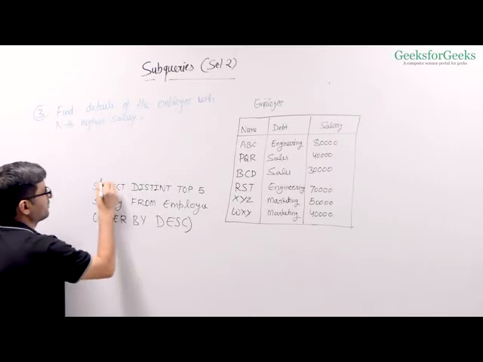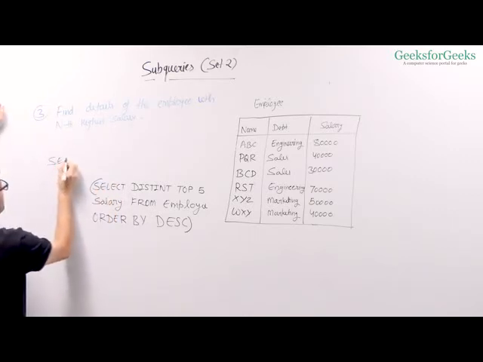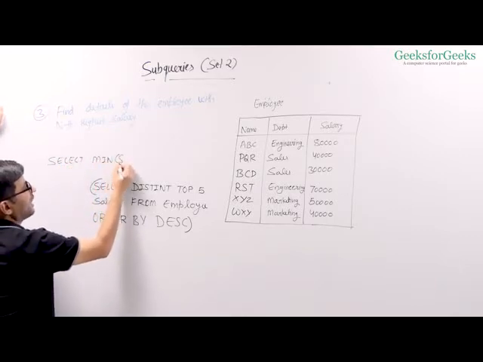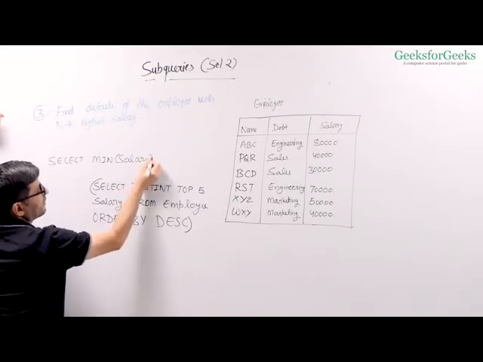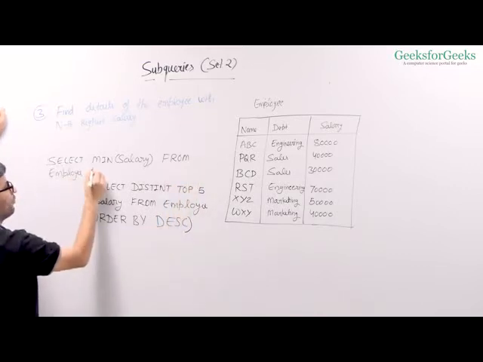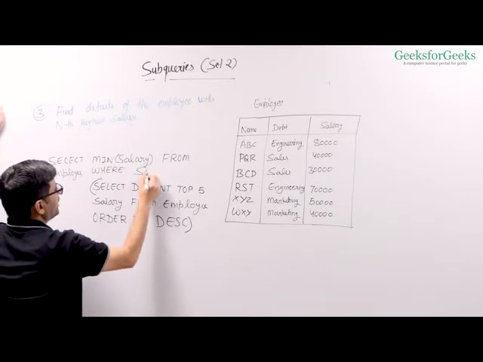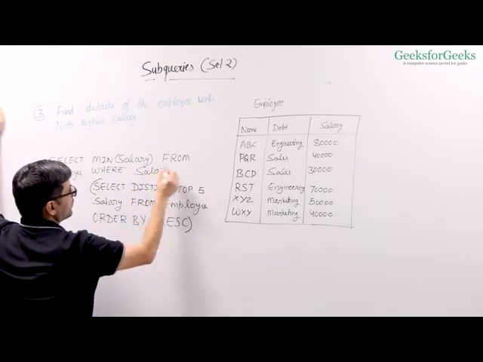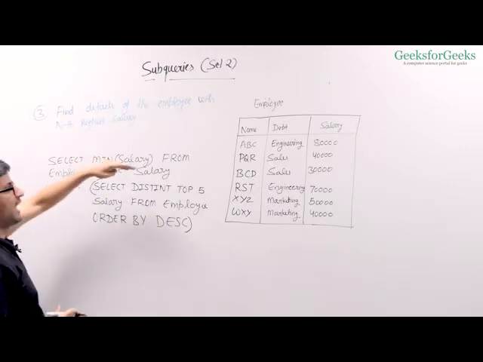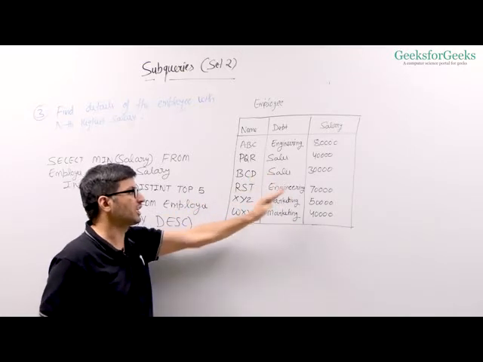So I use this subquery result and I'll say select minimum salary out of this result, right? From employee where salary in this salary, right? So out of the decreasing order salaries, I selected the minimum. So I got 30,000, right?